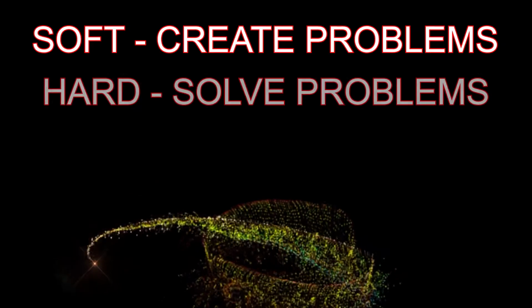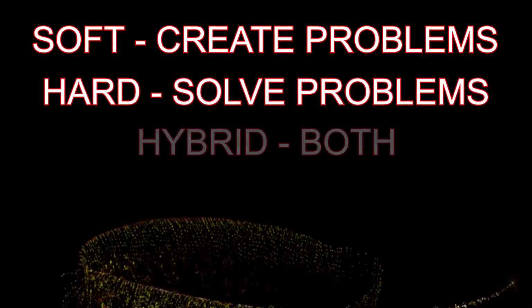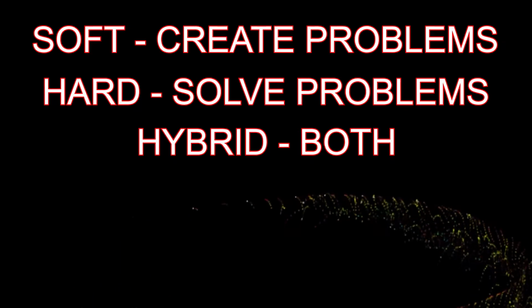And so here's a quick summary to create a killer magic system. The first one is to decide whether you want a soft or hard magic system, and to probably use a softer magic system if you want to create more problems with the magic, and to use a harder magic system if you want to solve the problems, or to use a hybrid if you want to do both.